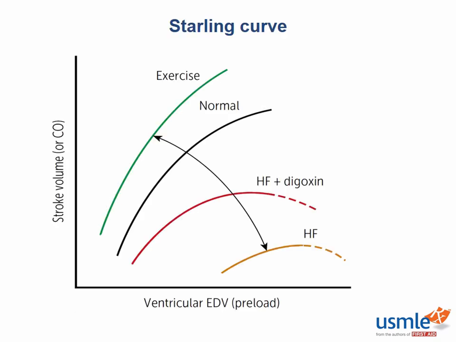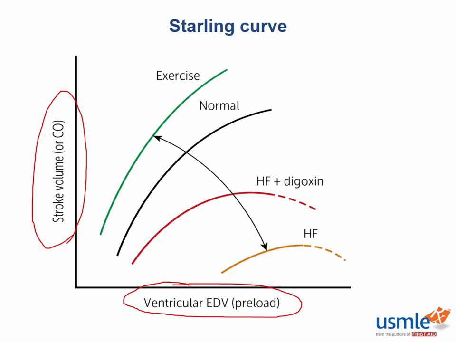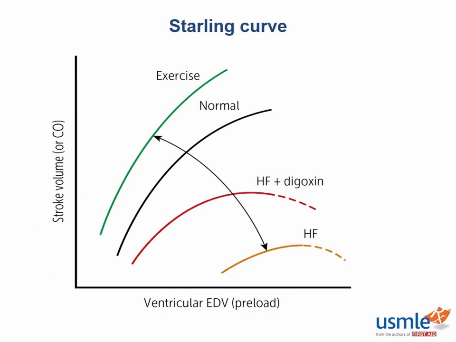The Starling curve plots ventricular end diastolic volume, or preload, you can think of it as preload, on the x-axis, and stroke volume, or cardiac output, on the y-axis. The curve helps us visualize the interaction between preload and stroke volume. The way we're going to understand it is we're going to understand stroke volume as a function of end diastolic volume. You can see simply, if we are looking at the normal curve, as preload increases, stroke volume or cardiac output increases as well. This is the main concept of the Starling curve.